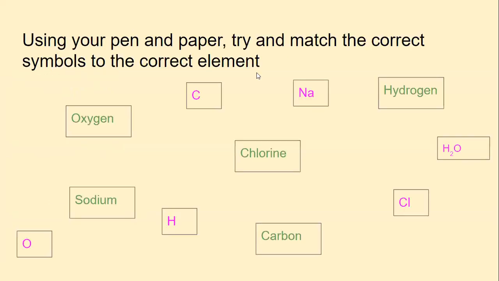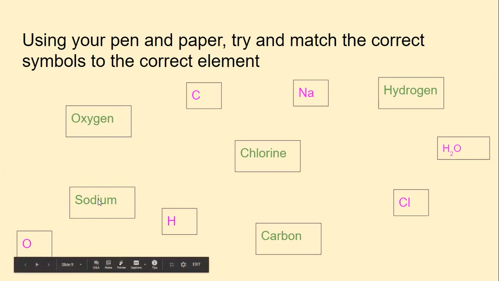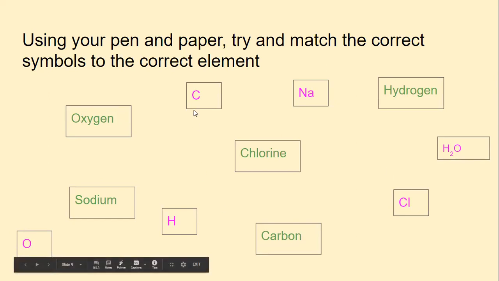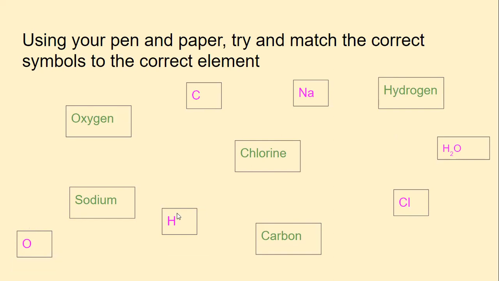So, moving on. Okay, if you already did this in the webinar, you don't have to do this. If you didn't, pause the video and see if you can match the correct element name to the correct symbol. Write them down next to each other. Okay, so I'm just going to go through some of the answers for you. If you haven't had a go at this, pause the video now and do this. The symbol for oxygen is O, the symbol for sodium is Na, the symbol for chlorine is Cl, carbon is C, and hydrogen is H.